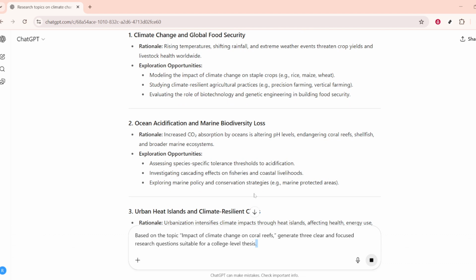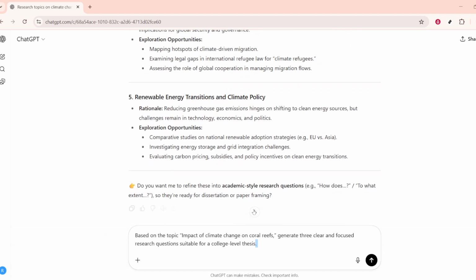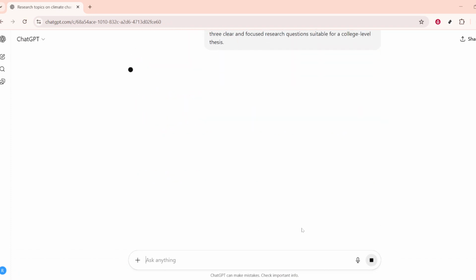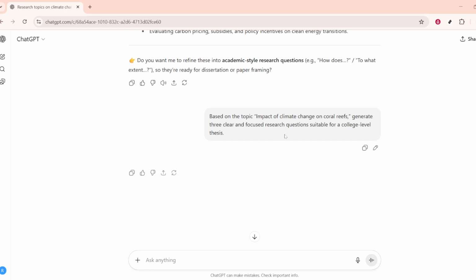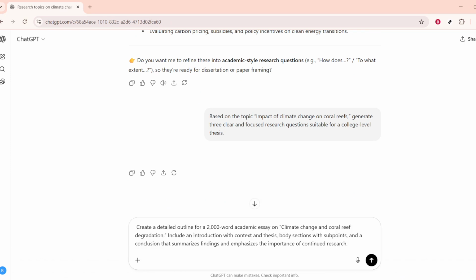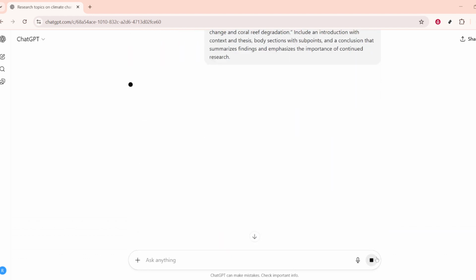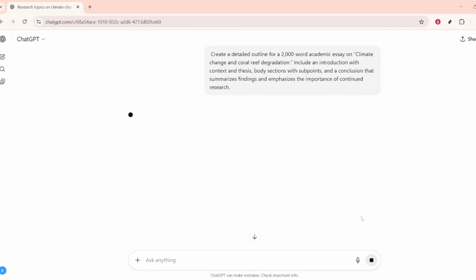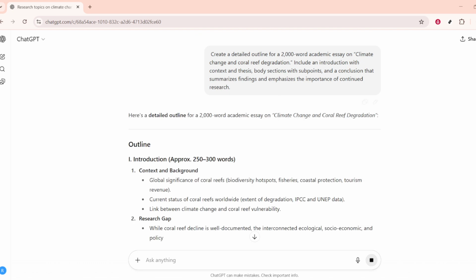Once you've settled on a topic, the next crucial step is to refine it into a focused research question. Suppose you picked impact of climate change on coral reefs as your subject. One could form clear and concentrated questions such as, how does increased ocean temperature affect coral bleaching events? Or perhaps query what measures can ameliorate climate change impacts on coral ecosystems. Additionally, you might evaluate the role of government policies in safeguarding coral reefs in the face of climate change. These questions are appropriate for a college-level thesis, providing a solid foundation for further research.